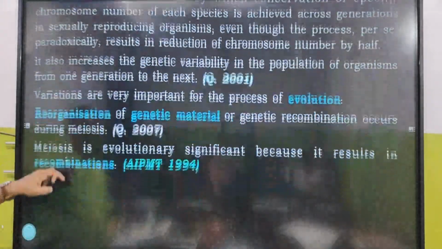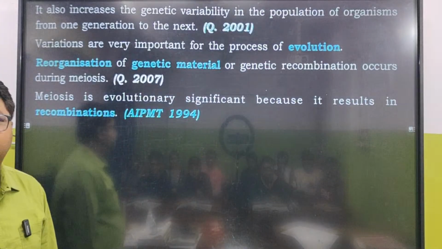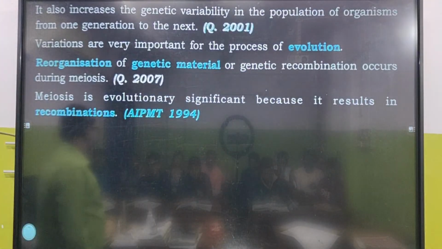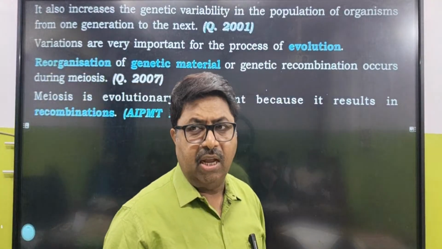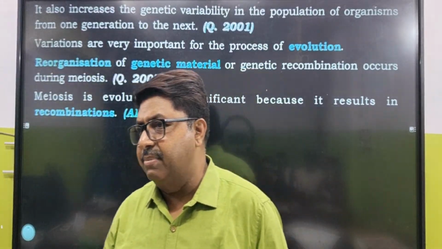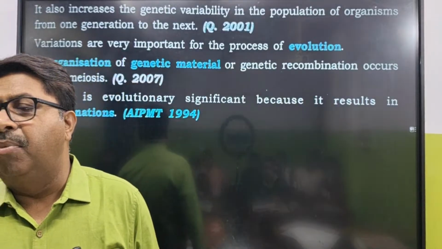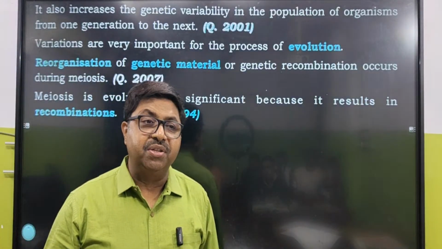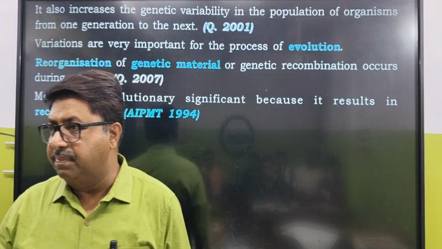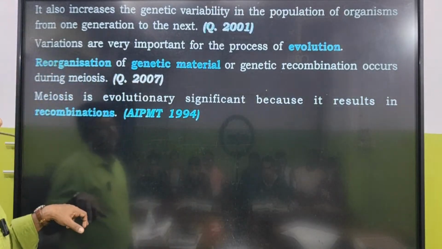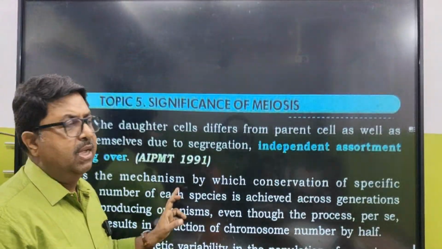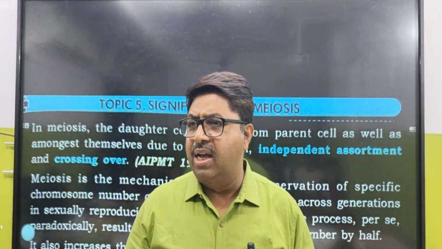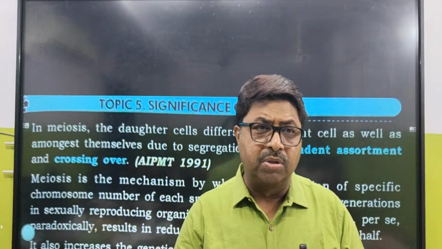Meiosis is evolutionarily significant because it results in recombinations. That is why none of us will look alike, except some monozygotic twins. But even in monozygotic twins, there are some variations, in the form of texture of the hair. We will talk about that, resulted by polygenic inheritance. That's all about meiosis. If you have any doubt, you can ask me. Otherwise, this is all about meiosis.